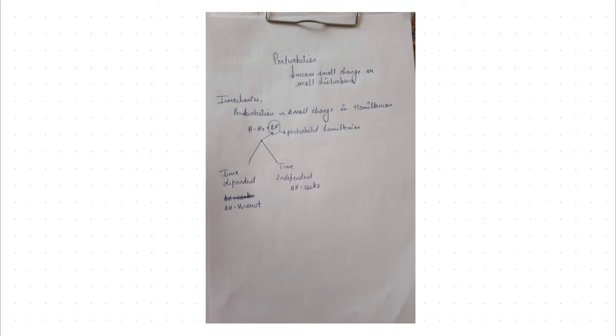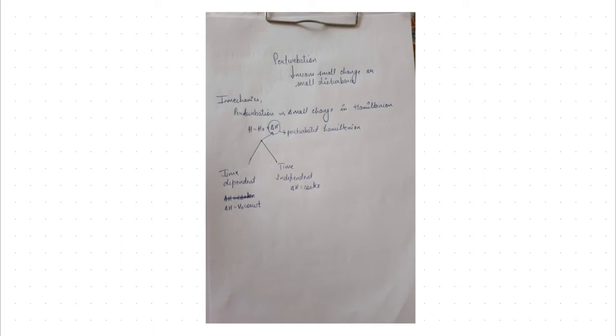And this H naught we will consider when there is no perturbation. At that time, the Hamiltonian would be H naught, and then we will add delta H, which is the change in the Hamiltonian, and that is the perturbed Hamiltonian.